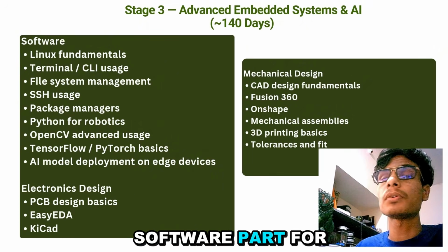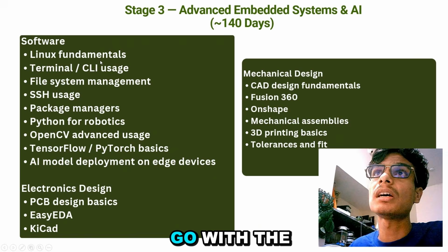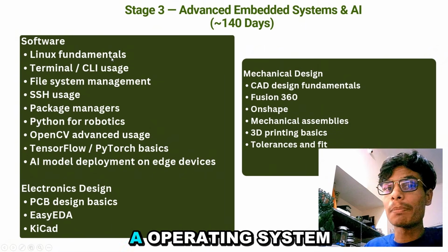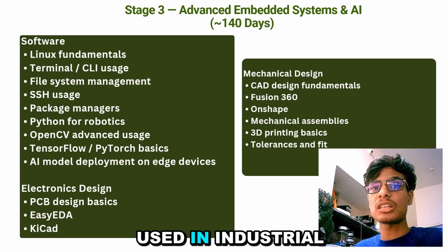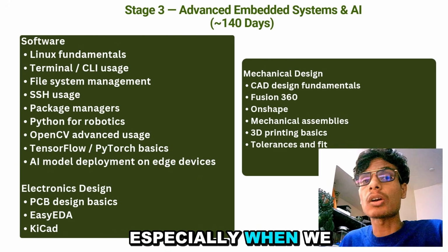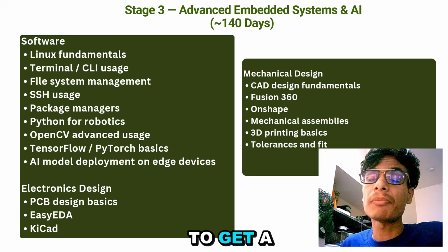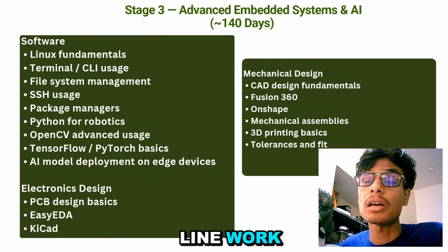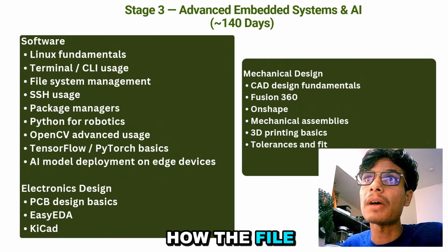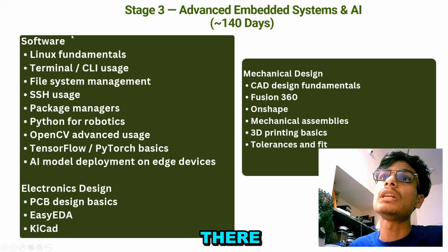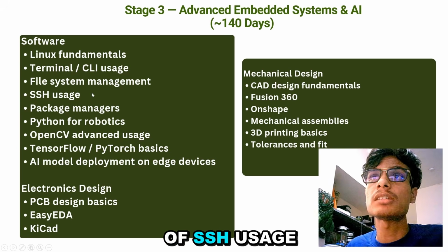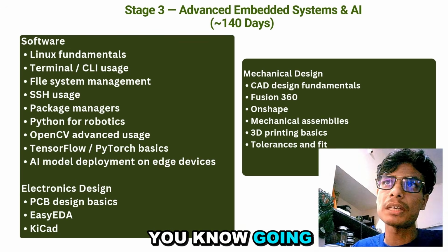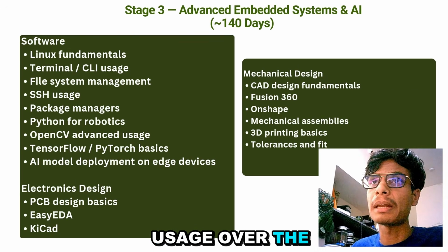And in the software part for stage 3, I would definitely suggest going with Linux fundamentals. Linux is an operating system that is extensively used in industrial grade robotics, especially when we are talking about industries. So you need to get the fundamentals of Linux, like a basic understanding of the terminal, how the command line works, how different commands work, and how file management and user management are done. You also need to understand SSH usage, especially when you are working with Raspberry Pi. You will automatically face SSH usage over time.